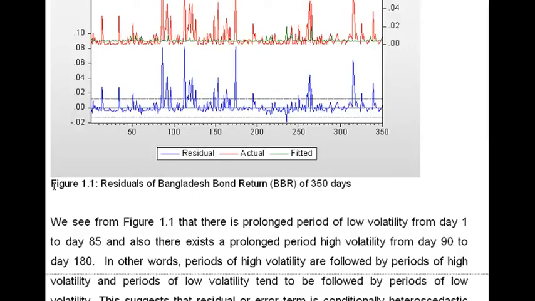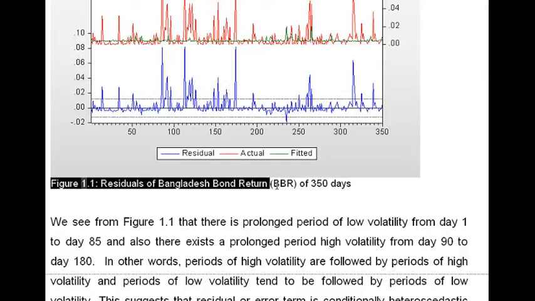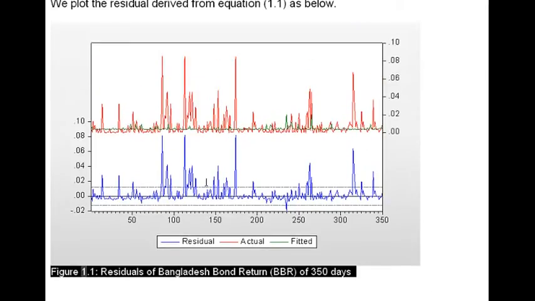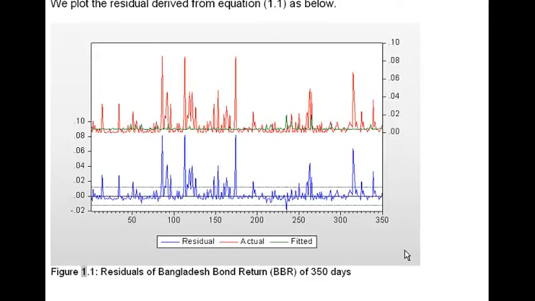You can see this is residual, right? And it is called figure 1.1, residual of Bangladesh bond return of 350 days. Okay, so this is residual. You can see from here. This is residual that you can see from here.